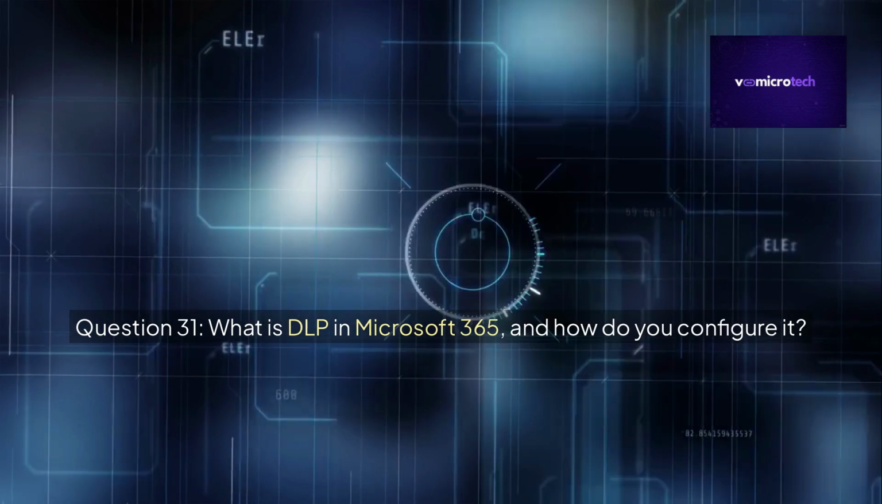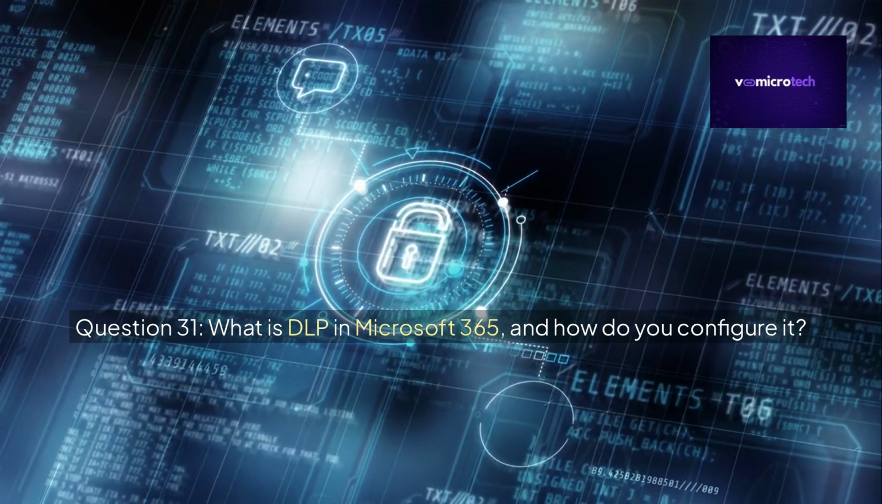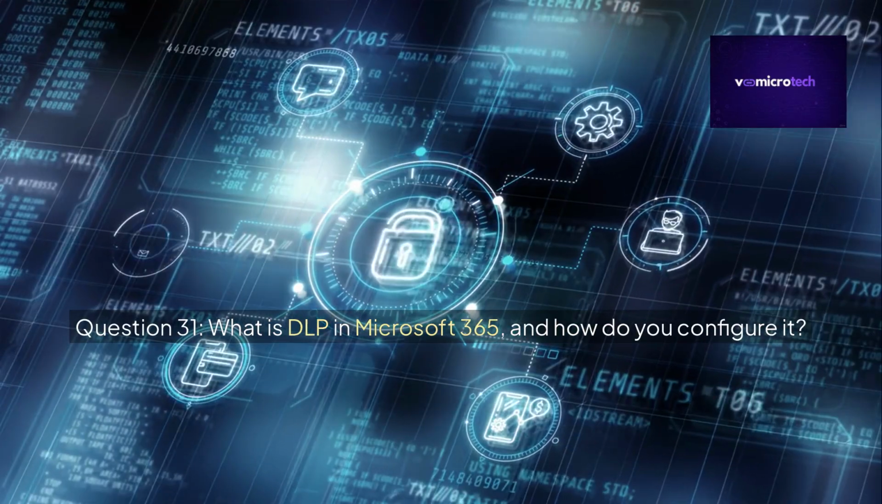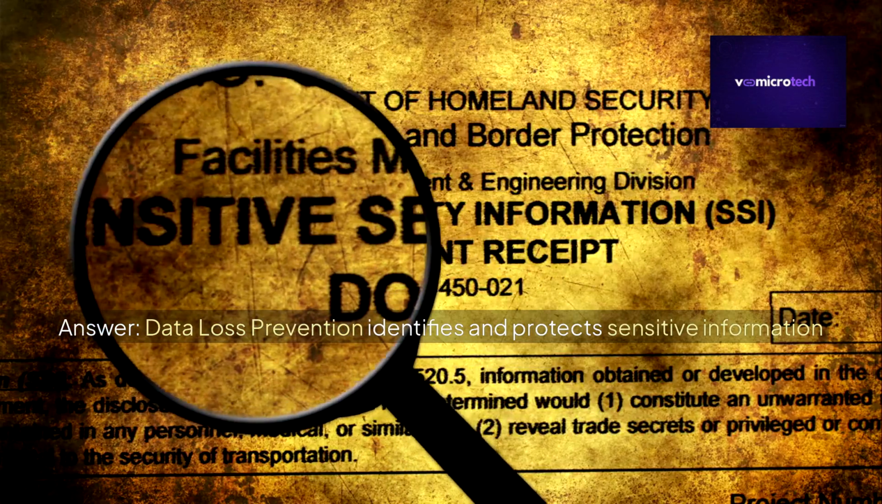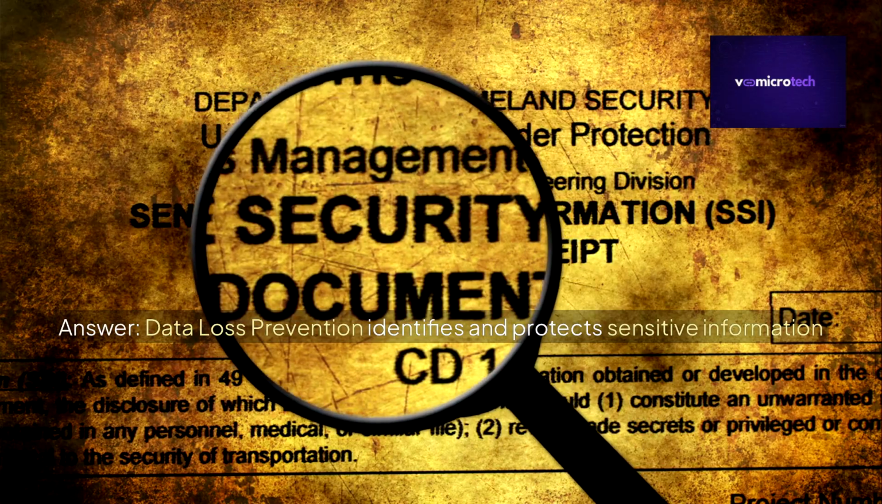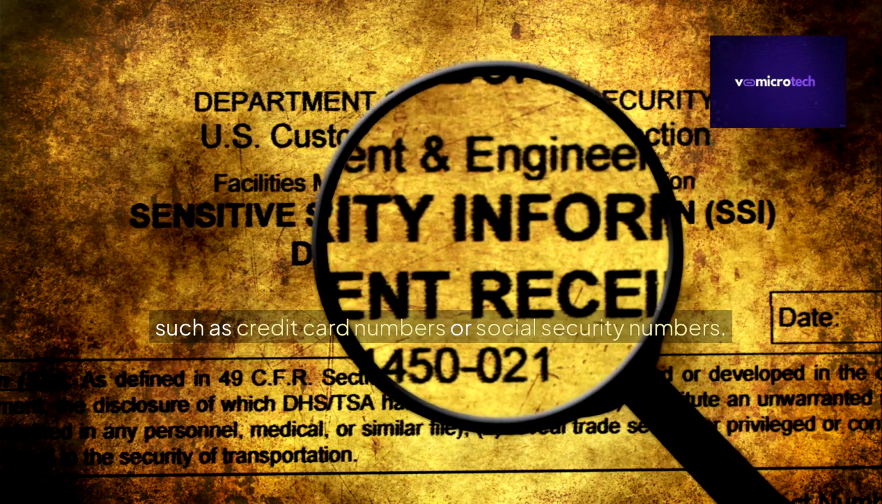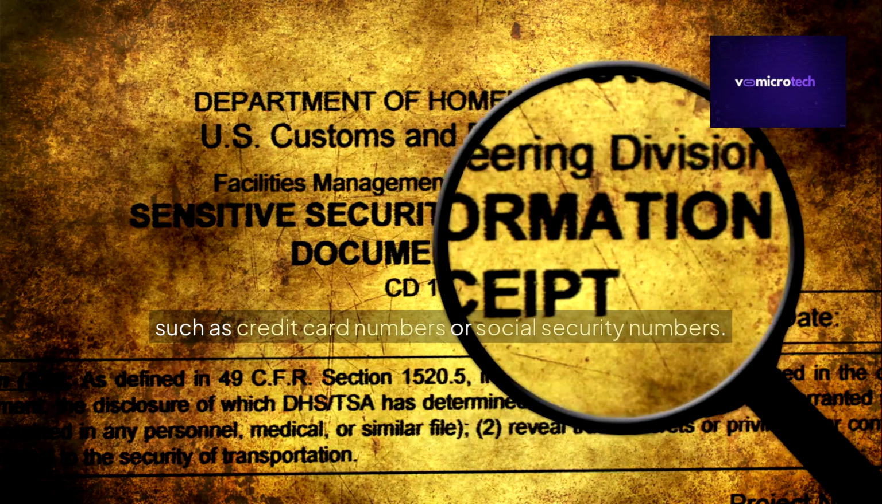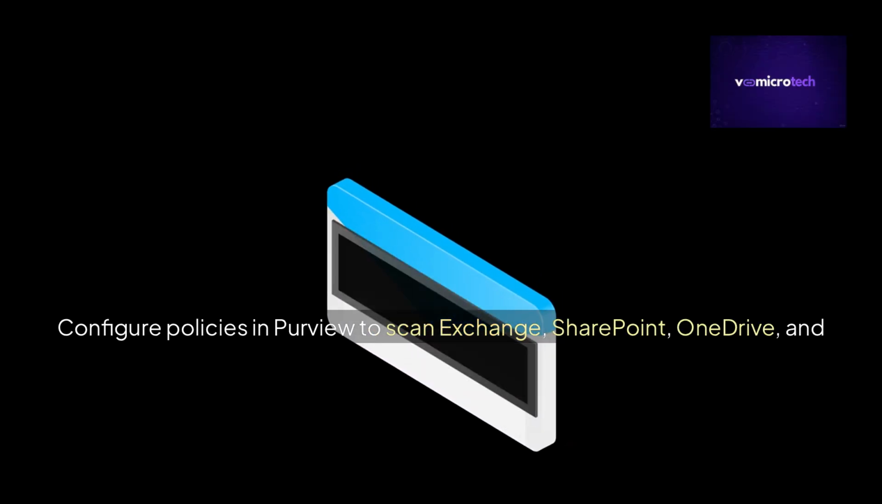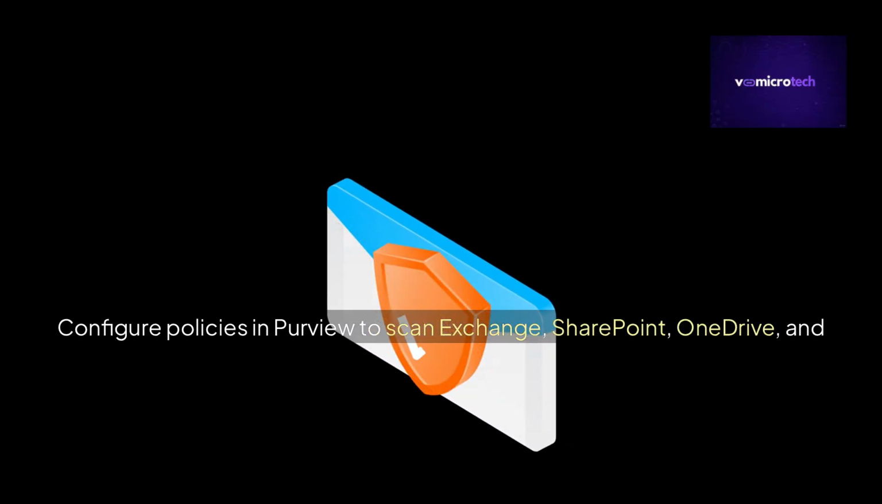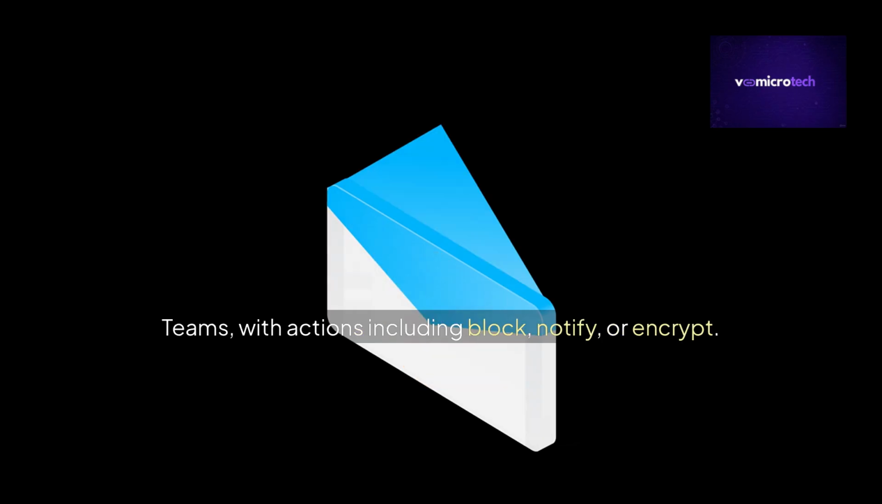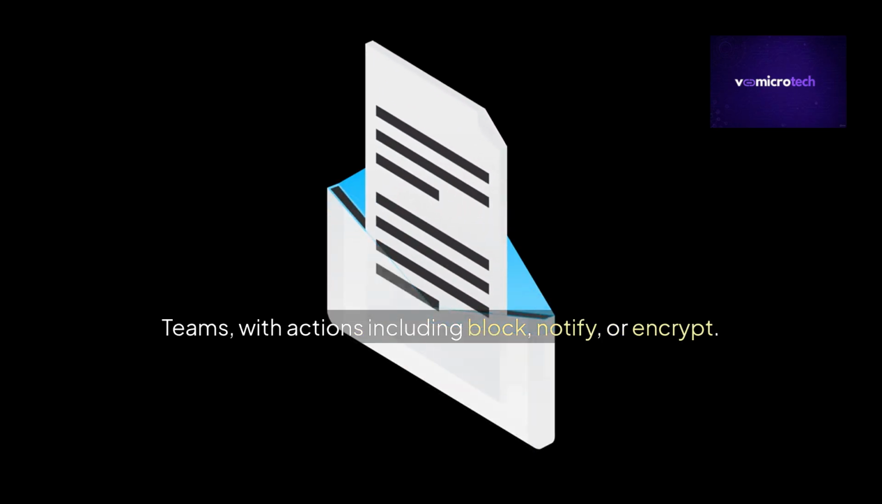Question 31. What is DLP in Microsoft 365, and how do you configure it? Answer. Data loss prevention identifies and protects sensitive information such as credit card numbers or social security numbers. Configure policies in Purview to scan Exchange, SharePoint, OneDrive, and Teams, with actions including block, notify, or encrypt.